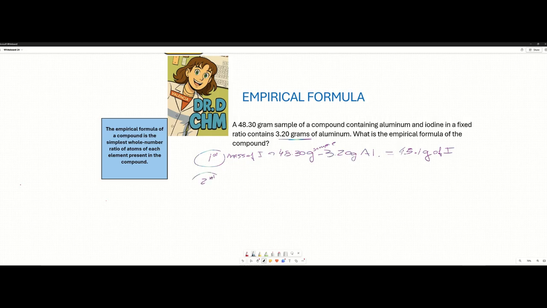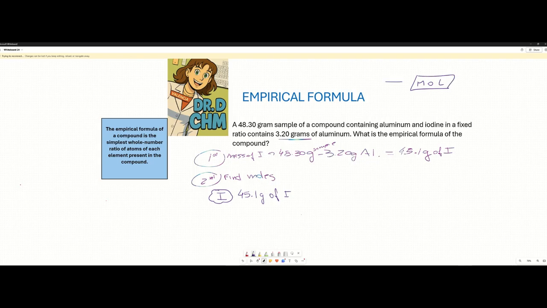Okay? So now I need to find the number of moles. To find moles, for each element, so iodine, it will be 45.1 grams of iodine. Remember, if you have a mass and you want the moles, what are you going to do? You're going to use molar mass as a unit factor here. So you're going to divide by molar mass.